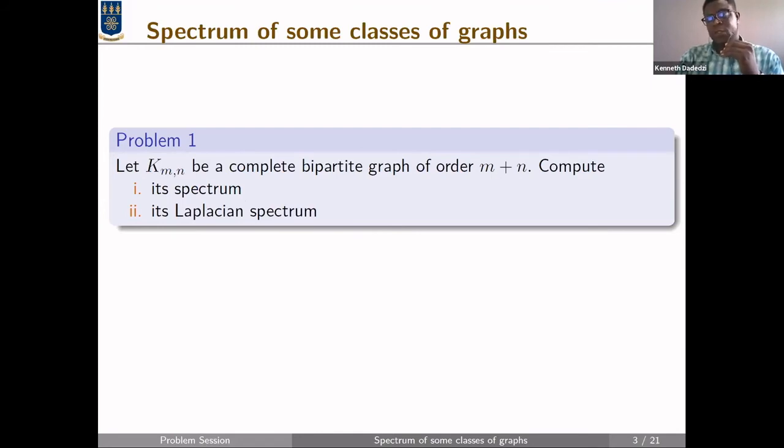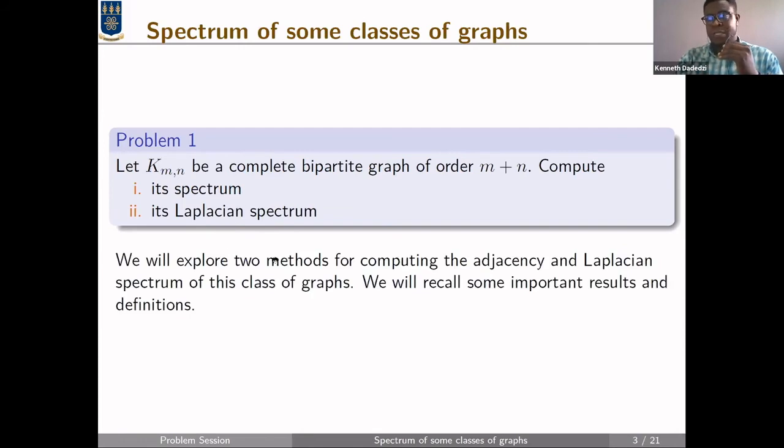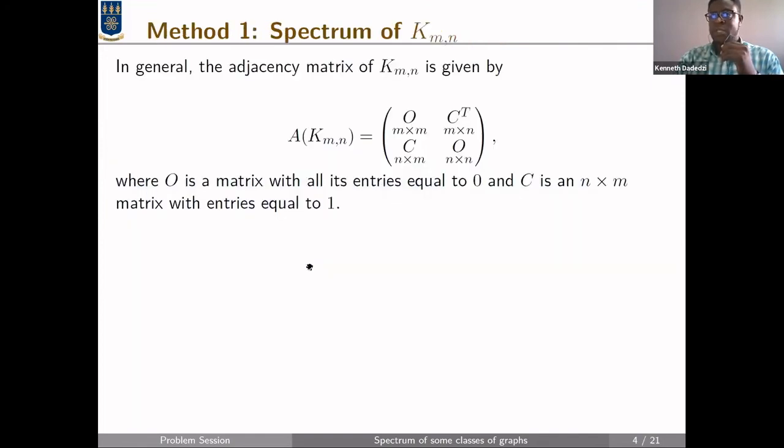So basically, we will explore two methods. The first method is normally used because some classes of graphs are very easy to understand, and we can do easy calculations on them to obtain their spectrum. Some of them are quite difficult, so we normally employ other methods. I just introduce two of such methods, which are quite simple and also interesting. We first start with what the adjacency matrix of a complete bipartite graph looks like.